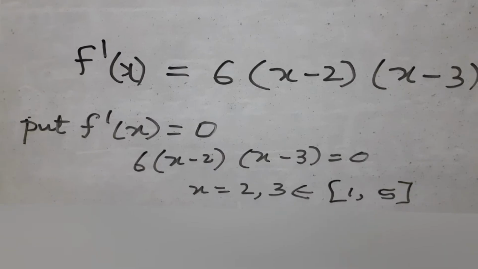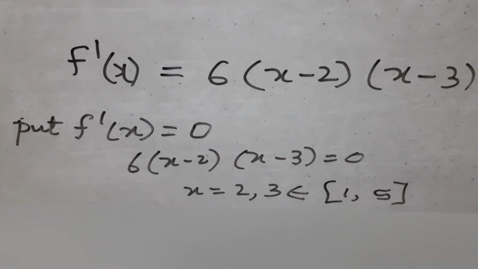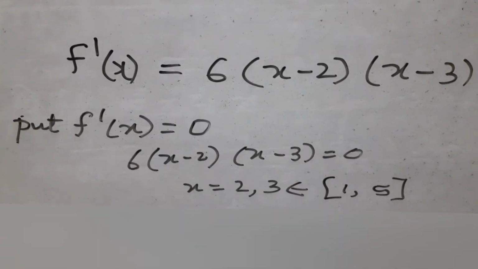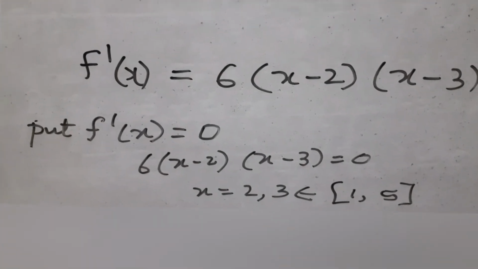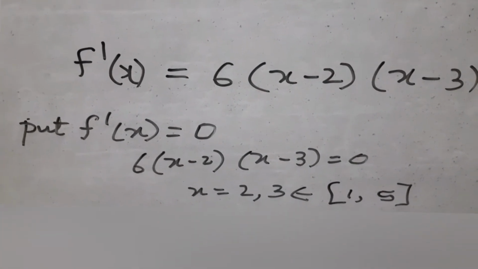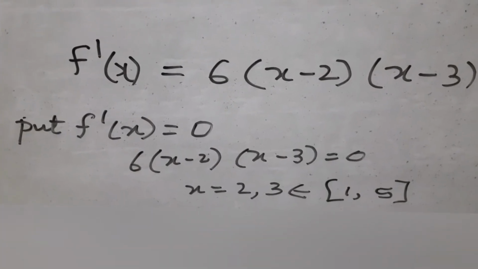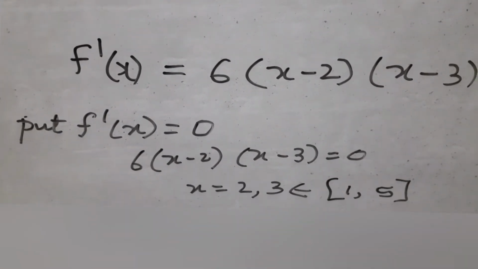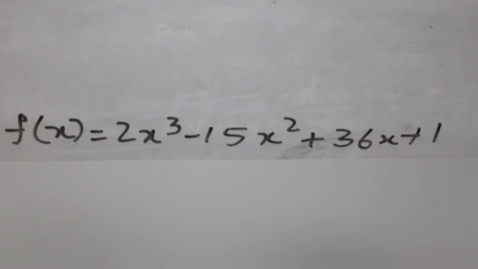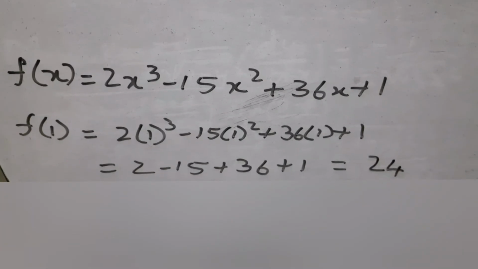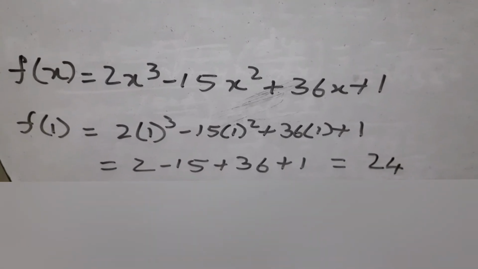Equating f dash x to 0, we get x equal to 2 and x equal to 3. Clearly both 2 and 3 lie in the given interval 1, 5. So we evaluate f of 1, f of 2, f of 3 and f of 5. Replace x with 1, 2, 3, 5 in f of x.